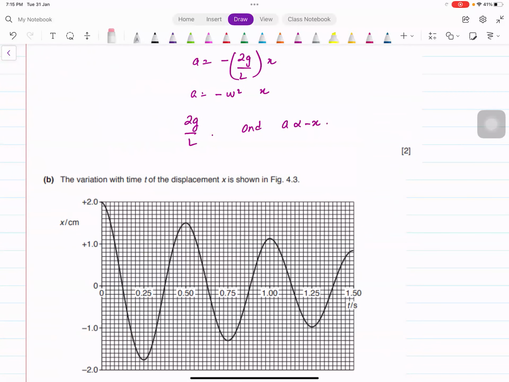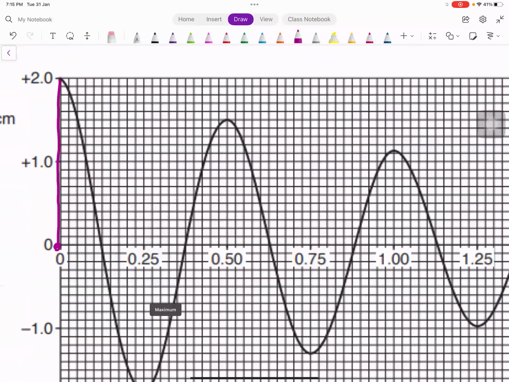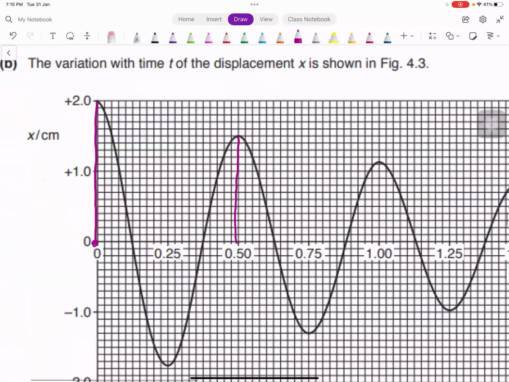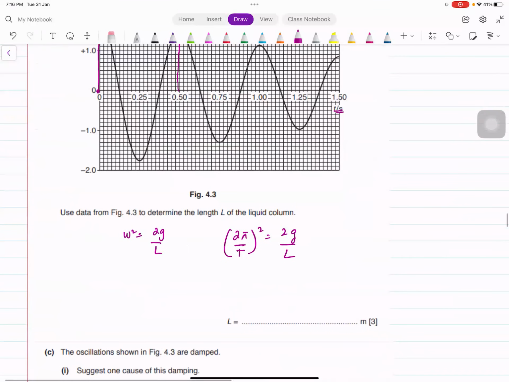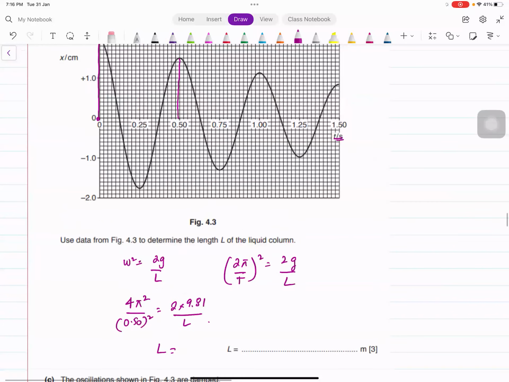You see, omega square is given by 2g over L. We can find omega by finding the time period. So there's 0, and here it is 0.5. It is in seconds. So it means that omega square is 2g over L. So we can write it as 2 pi over T, and whole square equals 2g over L. Now just add the values. So it's 4 pi square over 0.50 whole square equals 2 times 9.81 over L. Can you please find the length?